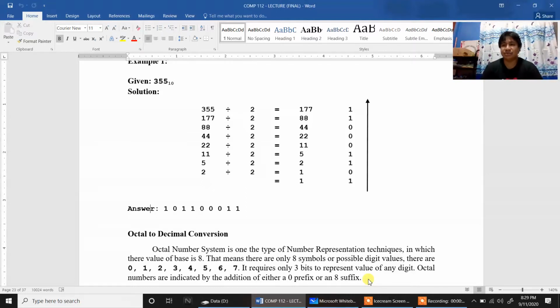At the same time, our previous video demonstration included how to convert binary to decimal. So this time, the remaining number conversions are decimal to binary, octal to decimal, and hexadecimal to decimal. Those are the three remaining number systems that we are going to discuss in this video.